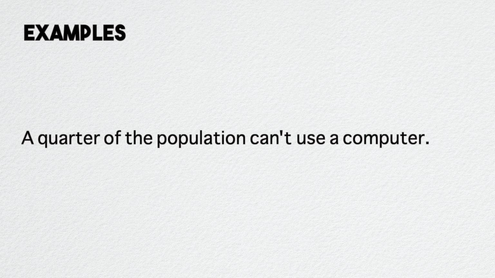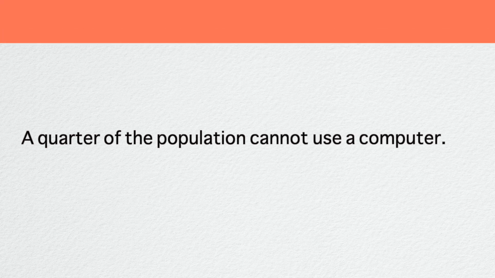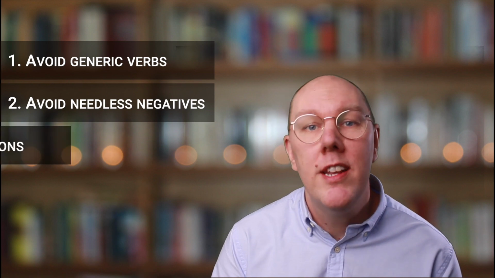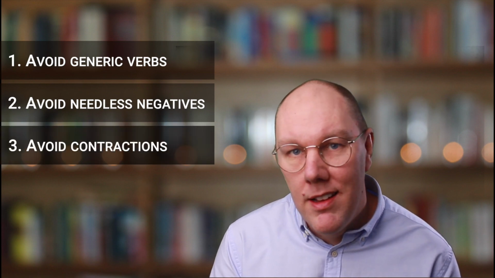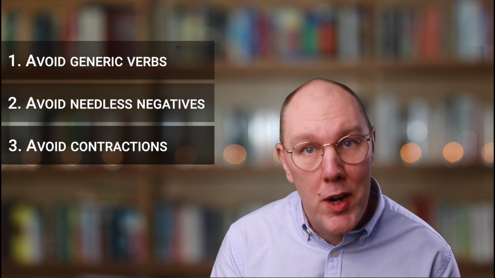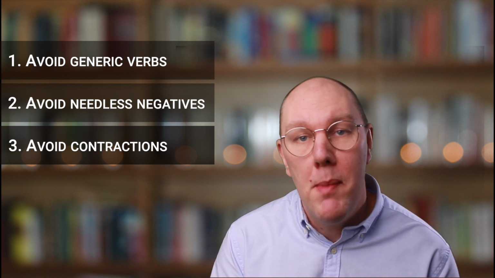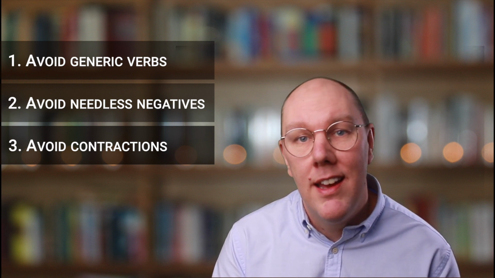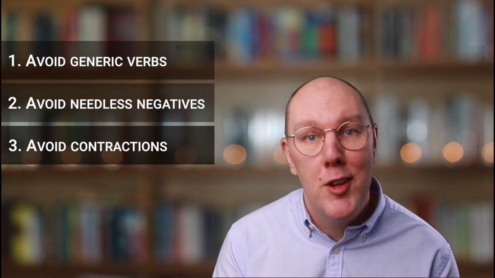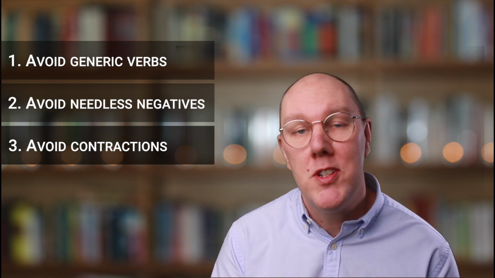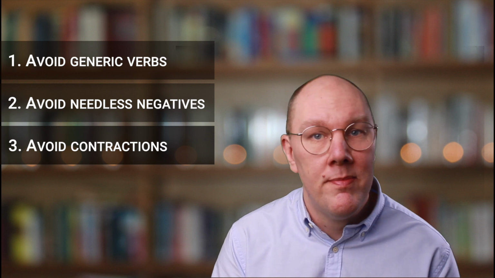Another quick example, since this is so easy. A quarter of the population can't use a computer at all. So that would be a quarter of the population cannot use a computer at all. Number 3 then, avoid contractions. Like the negative words, these are incredibly easy to find. Command F on the Mac, Control F on the PC, and write in the apostrophe. And you can check your possessives or your genitives at the same time.